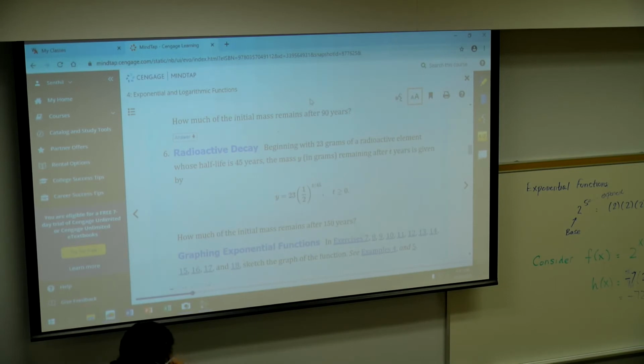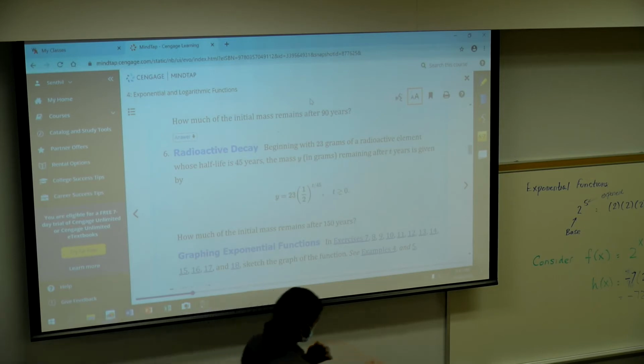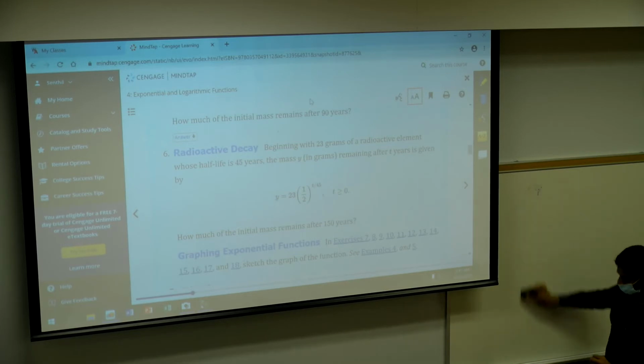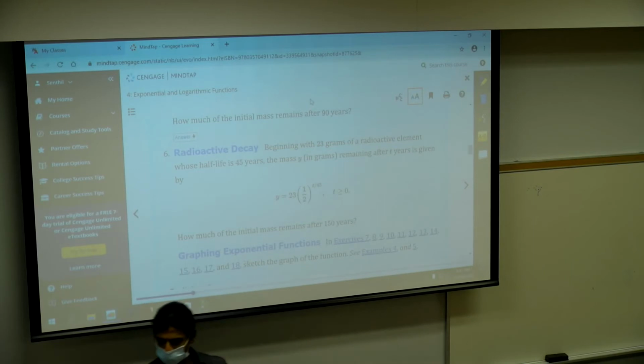So, here is a practical example, beginning with 23 grams of a radioactive element whose half-life period is 45 years. The mass Y in grams remaining after T years is given by that formula. And we want to know how much of the initial mass remains after 150 years. Do we see an exponential function?